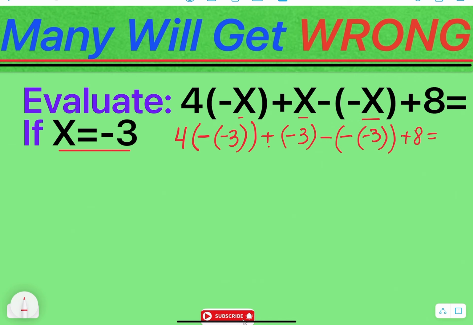Now, in order of operations, we have to do parentheses first. Let's start from the first one. We have a negative sign in front and then parenthesis negative. This is the most confusing part. Students get confused. If there is nothing in front of this parenthesis, this means it is 1. So it's negative 1 times negative 3, actually.